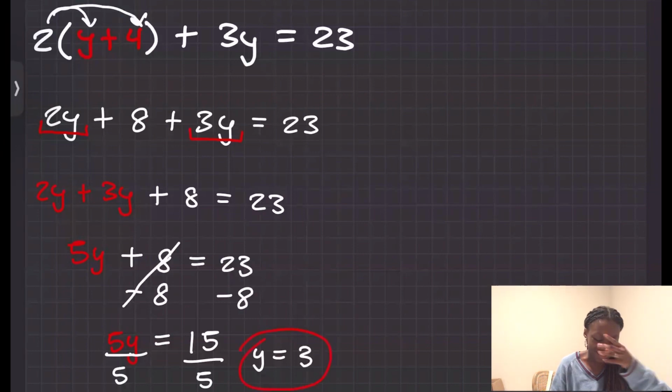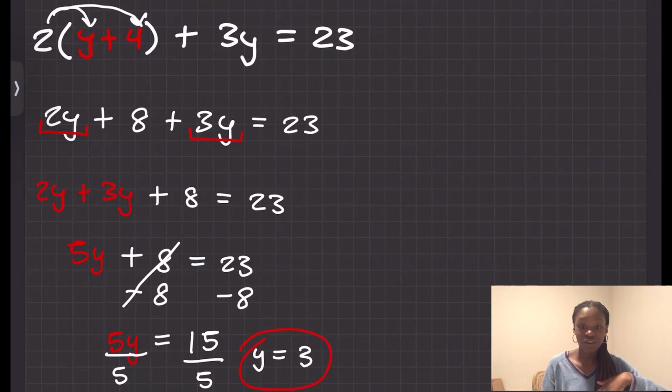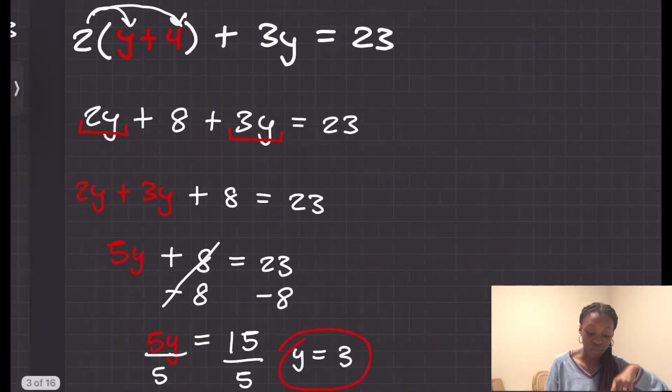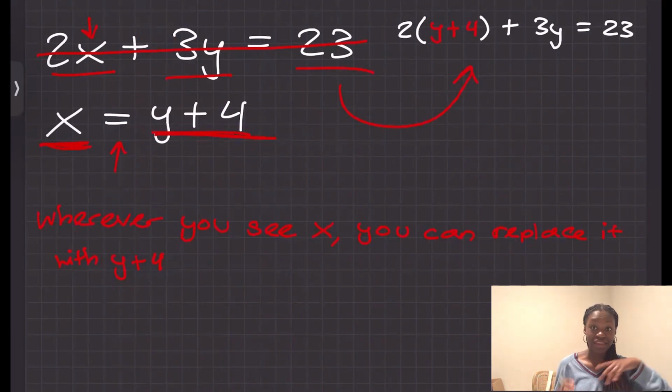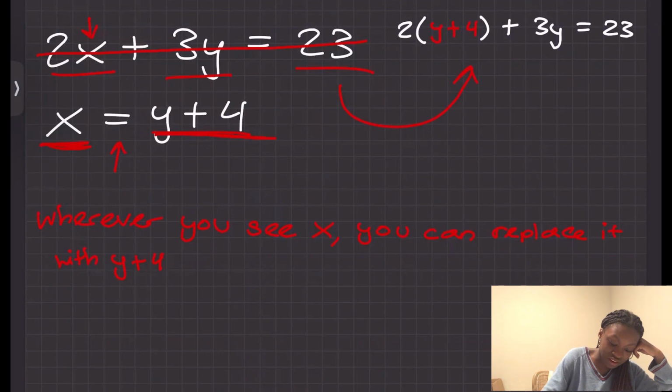Y is equal to 3. I think that's good enough. Okay, now that we know that y is equal to 3, we are going to go back to the original equations and plug y in so that we can find x. The easiest thing to do is to plug it into the second problem, since you don't have to do any math. With the first problem, it would be a little harder.